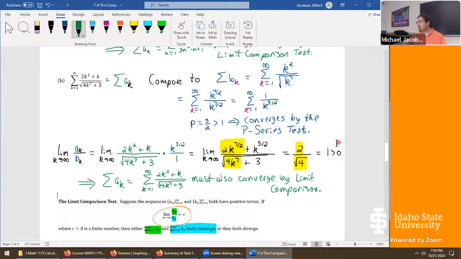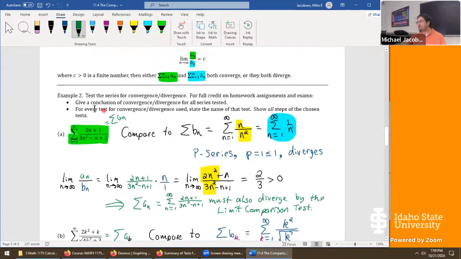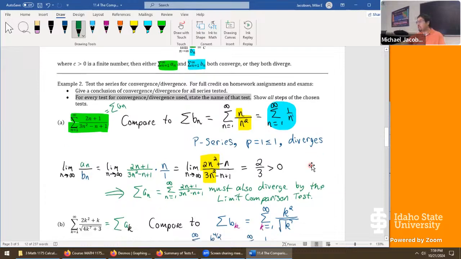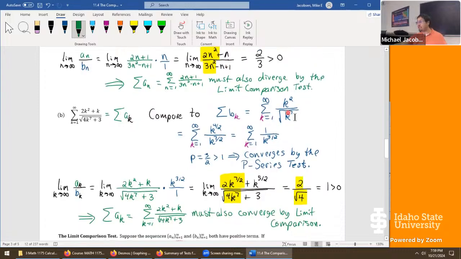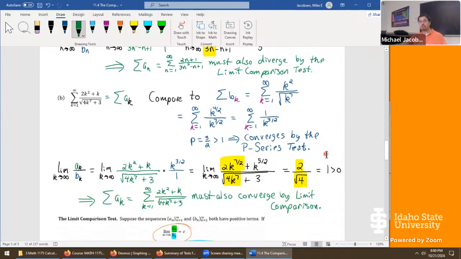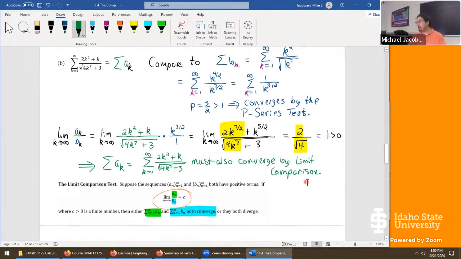So you don't have to follow the instructions to the letter when it says for every test, state the name of the test. Just give an indication of what the test is that you're using. Instead of saying P-series test, you can say P-series. Instead of geometric series test, you can just say geometric series. Instead of saying by the limit comparison test, you could say it converges by limit comparison. You're really doing the same thing. But any questions at all, folks, with the conclusion on part B?